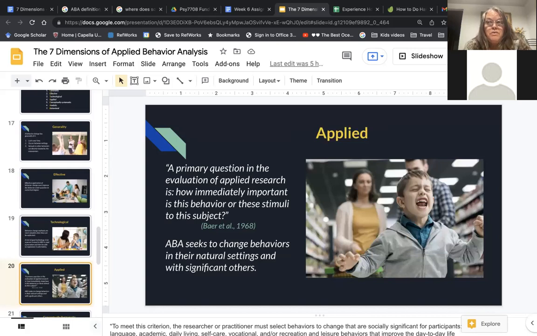And also, as opposed to doing it in a controlled laboratory setting, we want to ultimately be able to change these behaviors in their natural settings and with the significant others in that child's life.